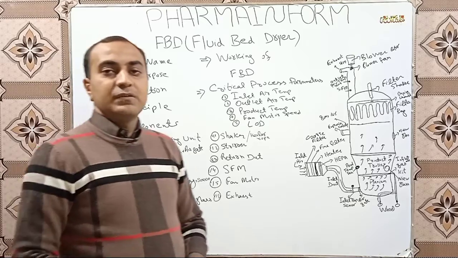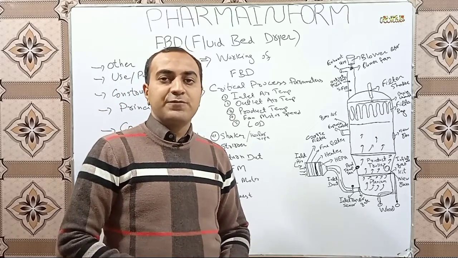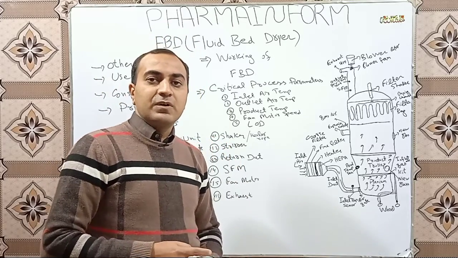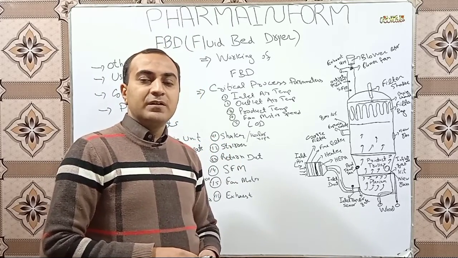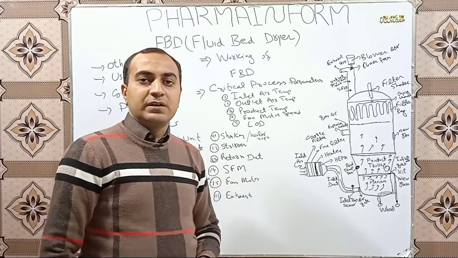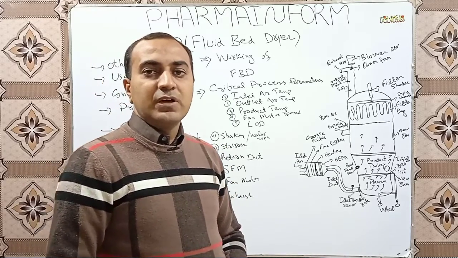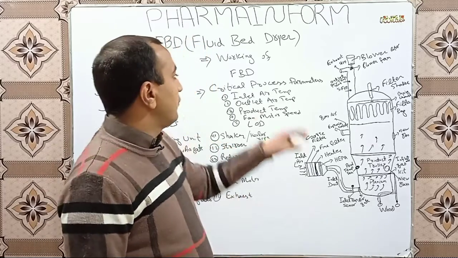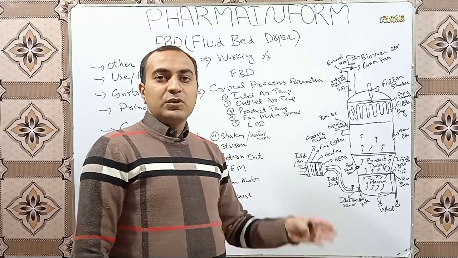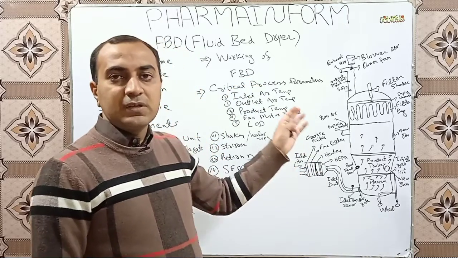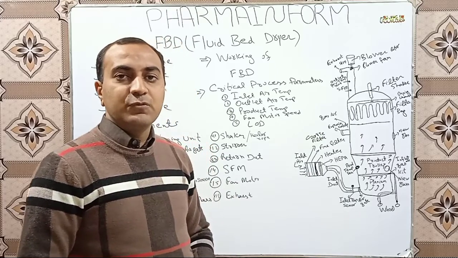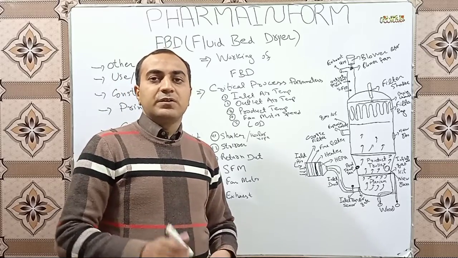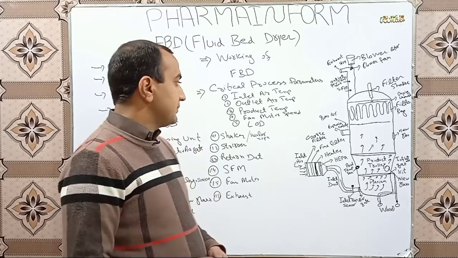The next one is the components of FBD. What are the different parts of FBD? We will discuss all the parts of the fluid bed dryer. So give attention to this portion, because after discussing each part we will discuss the working principle or working mechanism of FBD. If you know about each part, the working will be very simple and easy for you to understand, because this working is most commonly asked in interviews and for test preparations.